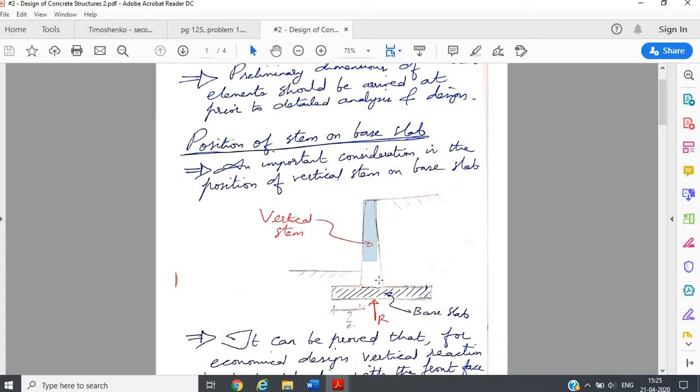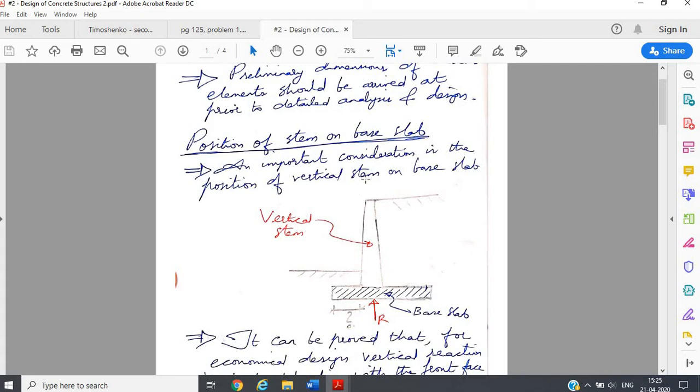So remember, we told that this is the stem. The stem will have a vertical face and a slightly inclined face which is on the soil side. I'm sure you might have studied this in geotechnical engineering, and it will be resting on the base slab. So today's lecture will be discussing how to determine the position of the stem on the base slab. Only that aspect we will be discussing today.